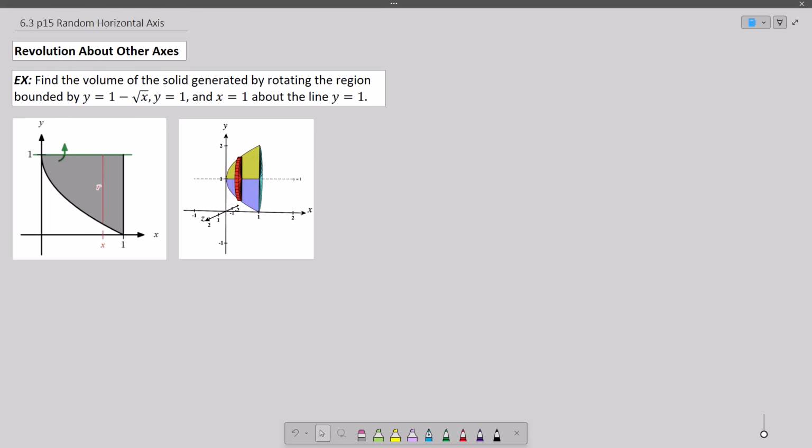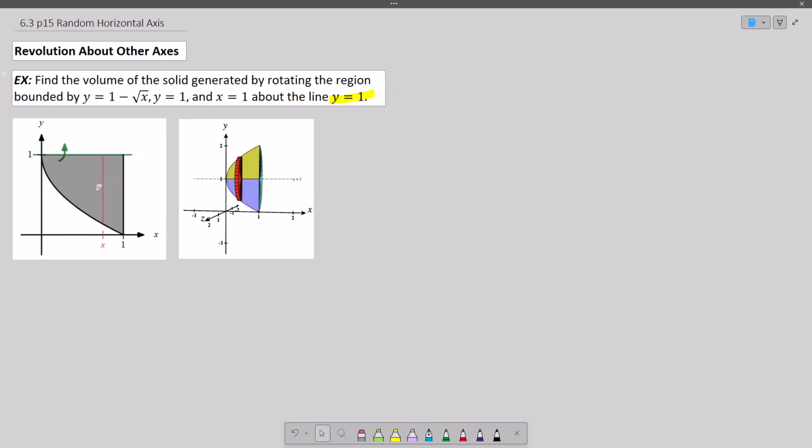All right. So we're going to take this shape that's bounded by these three curves. So these three curves create one and only one region. And we're going to rotate not around a coordinate axis, but around the line y equals 1.